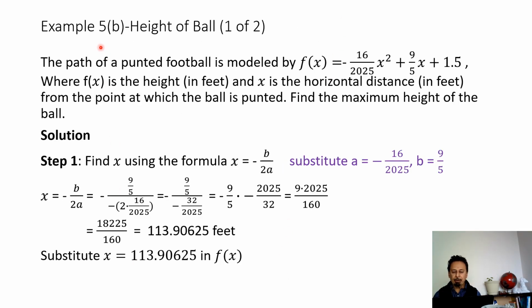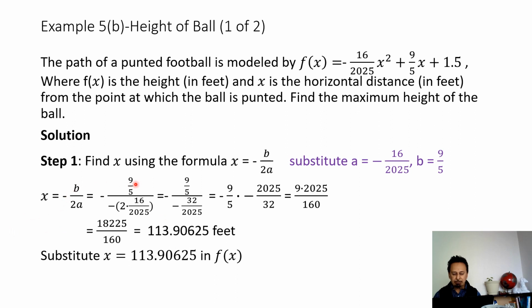Example 5, the height of the ball. The path of a punted football is modeled by f of x equal to negative 16 over 225 x squared plus 9 over 5 x plus 1.5, where f of x is the height in feet and x is the horizontal distance in feet from the point at which the ball is punted. Find the maximum height of the ball. So step 1, find x using the formula x equal to negative b over 2a. So let's substitute a equals negative 16 over 225 and b is 9/5.